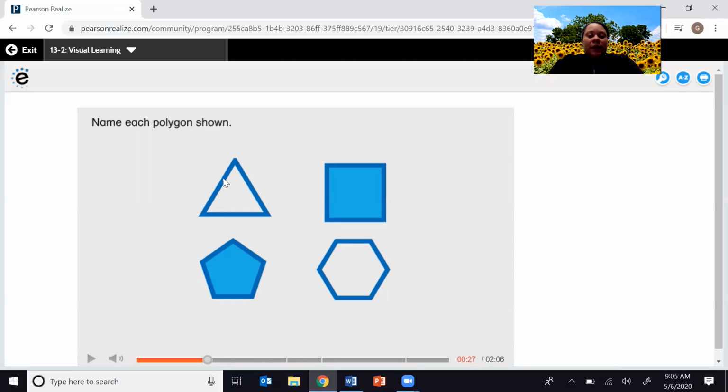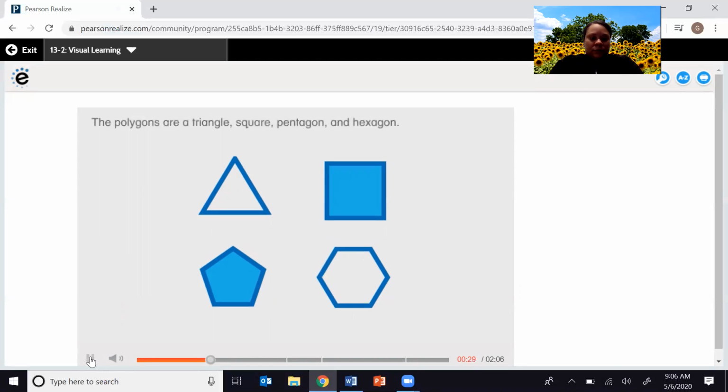So let's name each of these polygons. This is a triangle. This is a square. This is a hexagon because it has 6 sides. And this is a pentagon because it has 5 sides. The polygons are a triangle, square, pentagon, and hexagon.